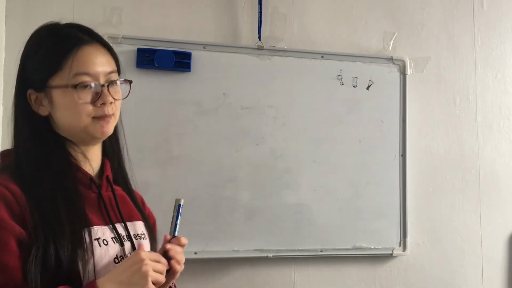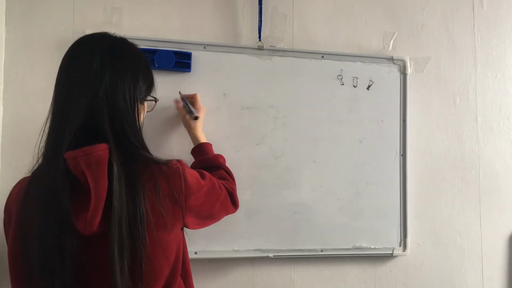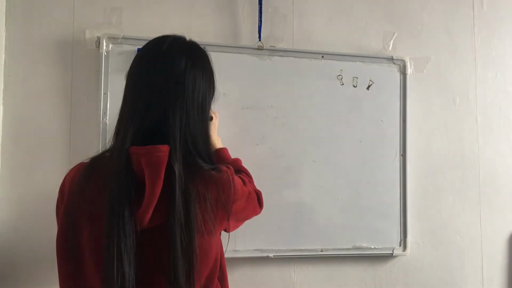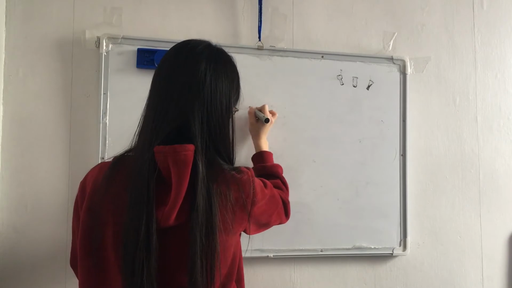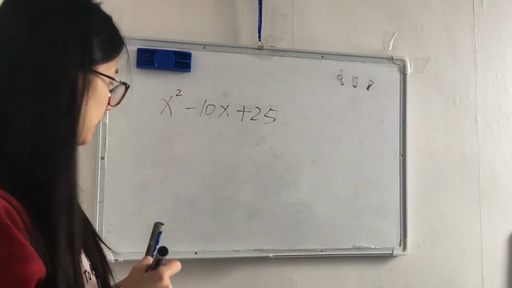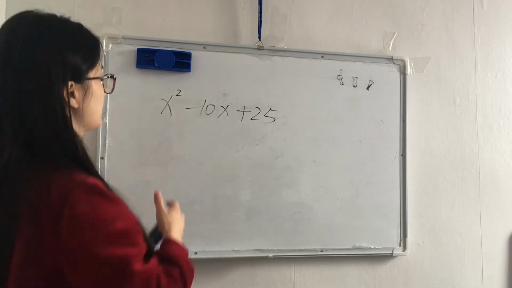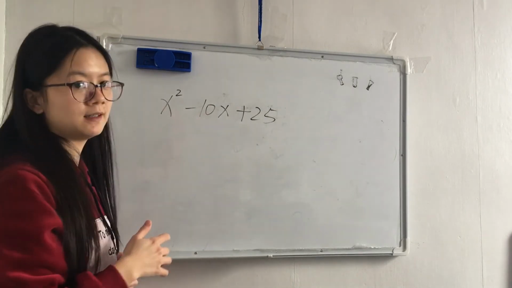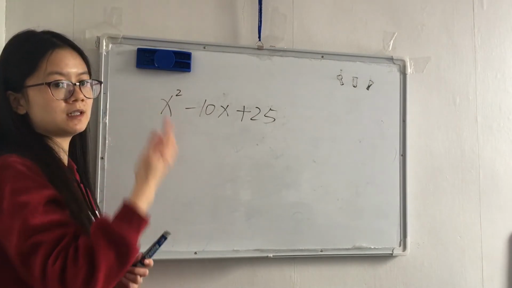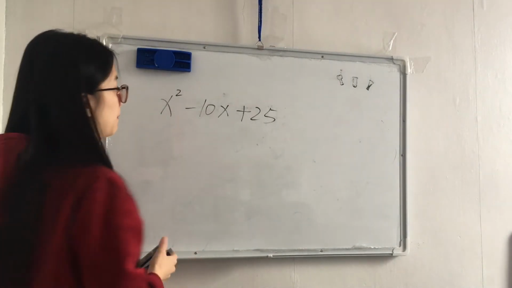the number repeats. For example, if we have this x squared minus 10x plus 25. Okay, how can we factor this? Because now this is negative. We can still do it, because the leading coefficient is 1, so we can still apply the same method.